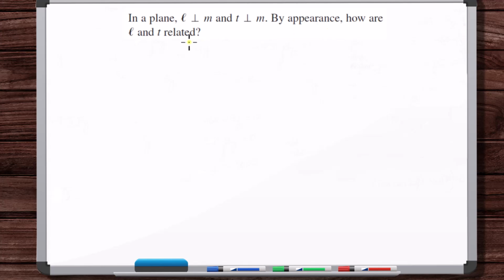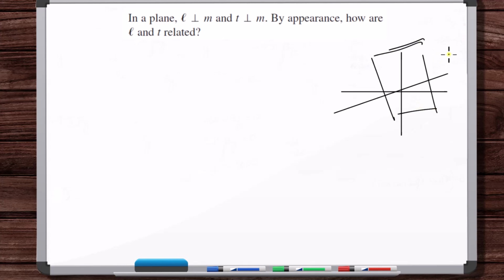All right, in a plane, L is perpendicular to M and T is perpendicular to M. By appearance, how are L and T related? So, okay, let's just use the plane of our computer screen. I'm going to continue to point this out throughout this entire course, but let's say we take some random plane in 3D space. And now we're going to rotate 3D space to where we're looking straight at the plane. That's the computer screen here.